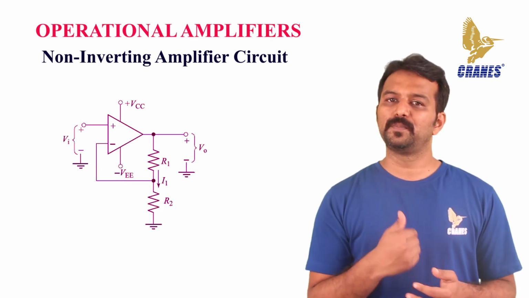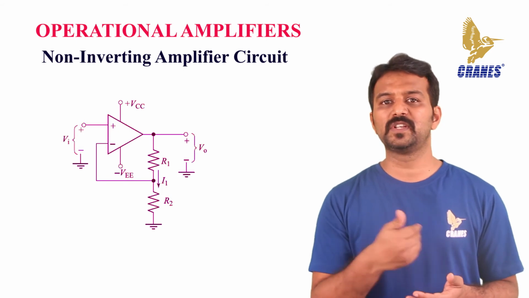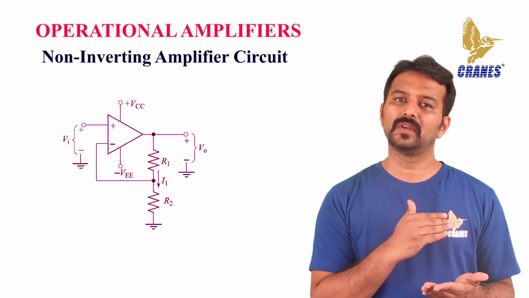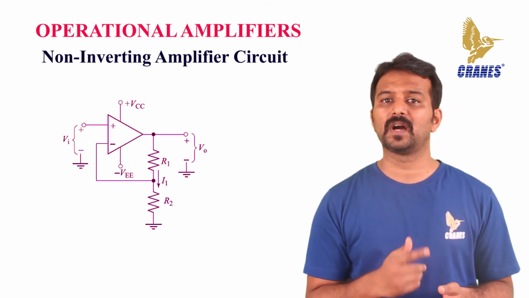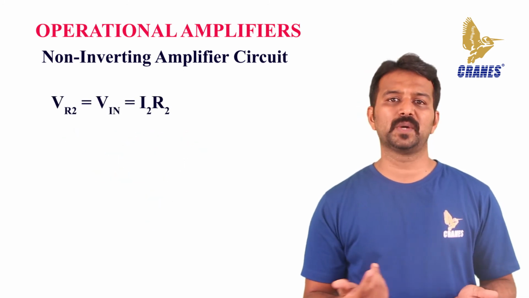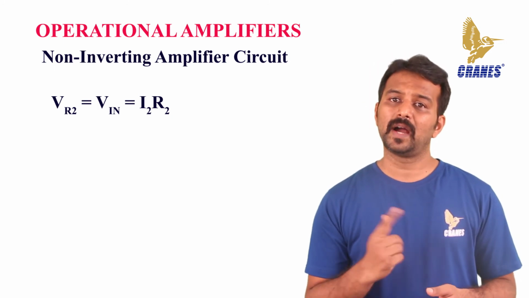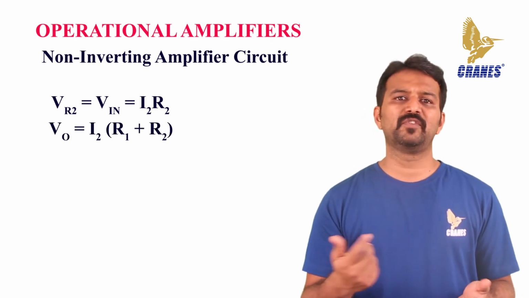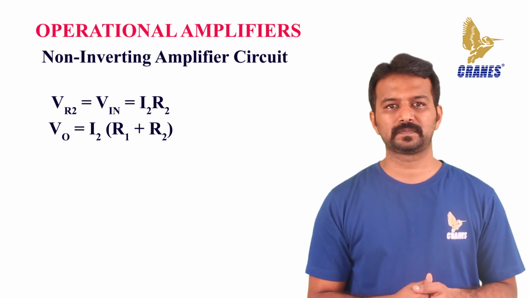When a positive going input signal is applied to the non-inverting input terminal, the output voltage will shift to keep the inverting input terminal equal to that of the input voltage applied. Hence, there will be a feedback voltage developed across the resistor R2. That is, you can call VR2 equal to Vin, which is nothing but I2 into R2, where I2 is the current flowing at the junction of the resistors R1 and R2, and we can call Vout equal to I2 into (R1 plus R2).